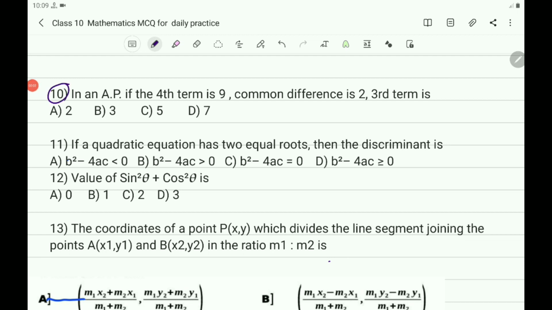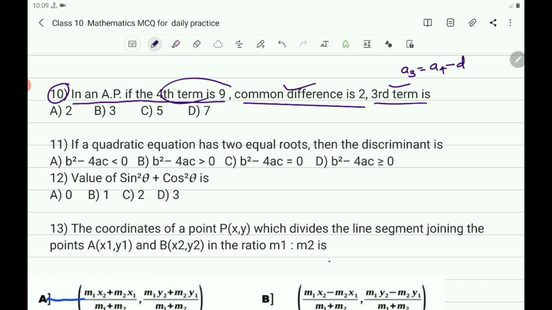Now question number 10. In an AP, if the fourth term is 9 and the common difference is 2, what is the third term? Here the fourth term and the common difference are given, and we have to find the third term. You know that A4 equals A3 plus D, so A3 equals A4 minus D. A4 is 9, D is 2, so you will get 7.